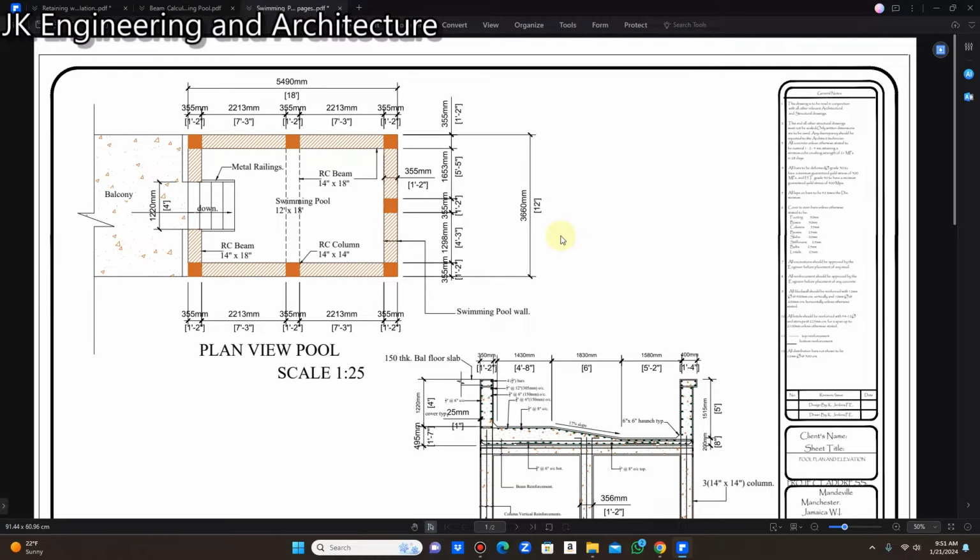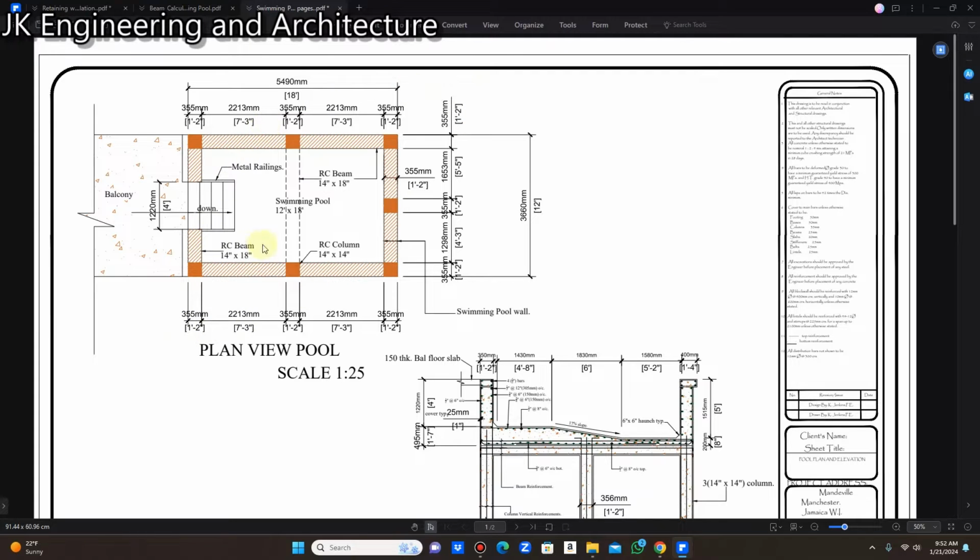So in today's video, I'm going to show you a swimming pool that I have designed for one of my subscribers sometime, I think, in the earlier part of last year, 2023. So this is the swimming pool here that I want to bring to your attention, viewers and subscribers.